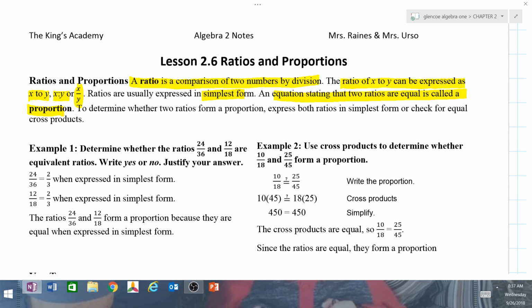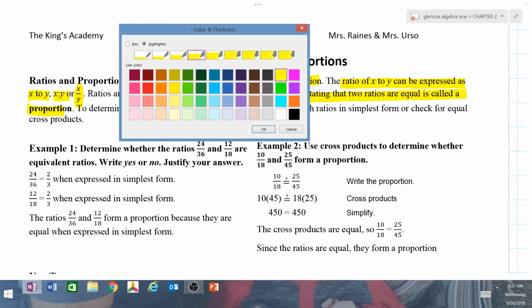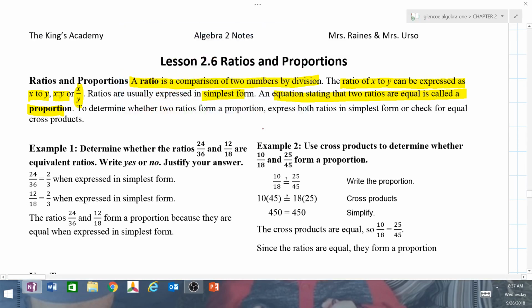So one more time, a ratio is a comparison of two numbers by division. There are three different ways that we can express them. We can express them as a fraction, with the word "to," or we can express them with a colon.